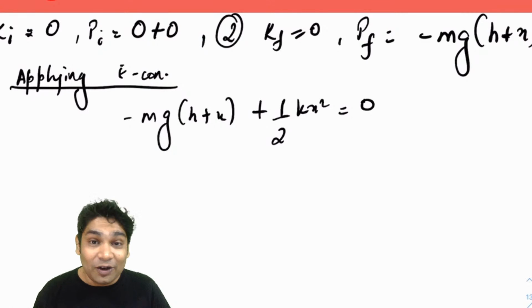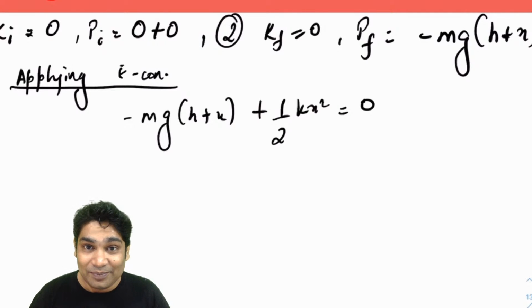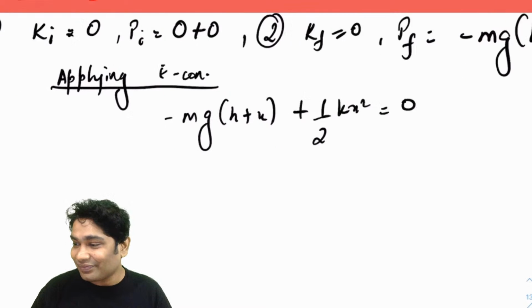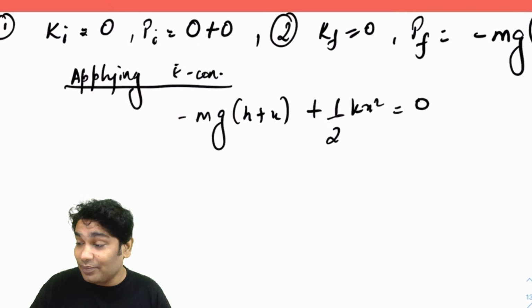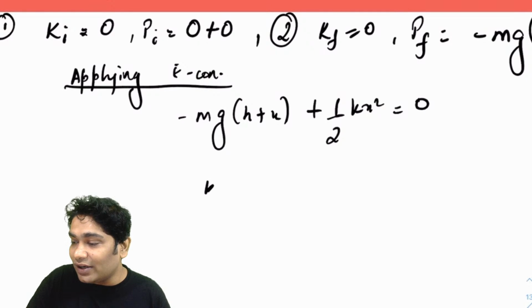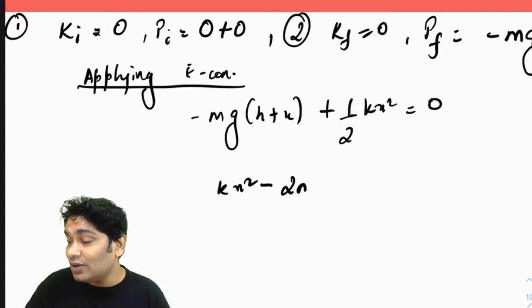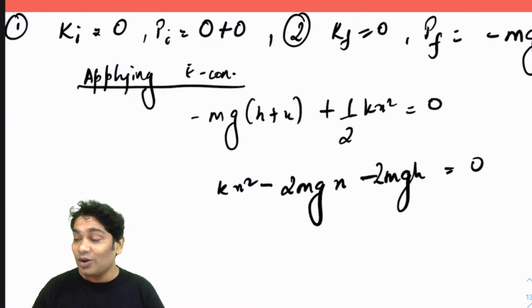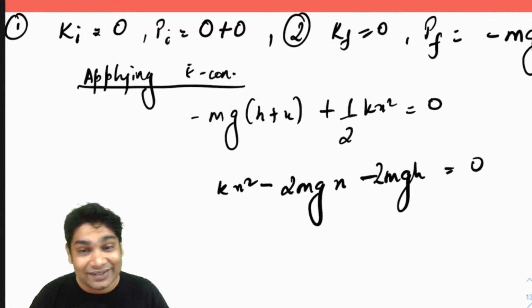One root would be imaginary out of this, trust me. So that is why you're getting two roots. You'll have to solve this quadratic now. So let's see what the quadratic becomes. Quadratic becomes kx square minus 2mgx minus 2mgh equals 0. So that is what my quadratic looks like.